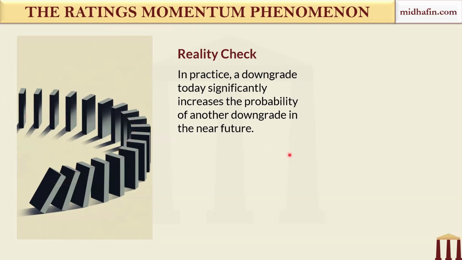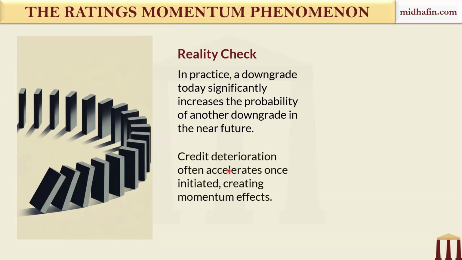So this happens because credit risk does not reset every period. It actually compounds. Financial stress, liquidity strain, or even loss of market confidence, all these things can reinforce each other, which leads to a cluster of downgrades rather than random downgrades. Okay. So because of this, rating momentum effects are created.